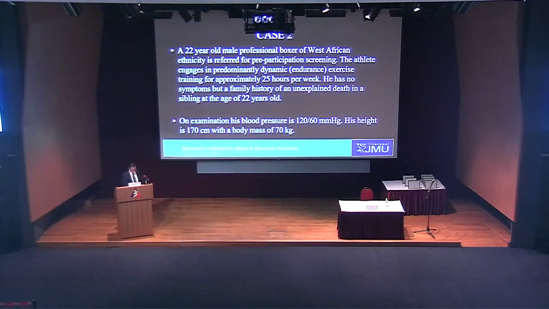Okay, case 2. We've got a 22-year-old male professional boxer of West African ethnicity. Boxing is an interesting one when you look at the Mitchell classification, which was presented in the first presentation today. It fits right at the very top: high dynamic, high static. These guys are doing a lot of exercise, and a lot of exercise of variable type. 25 hours a week, so working relatively hard. No symptoms, but he has a family history of unexplained death. Examination normal. Height and weight, he was relatively small again, and quite lightweight.